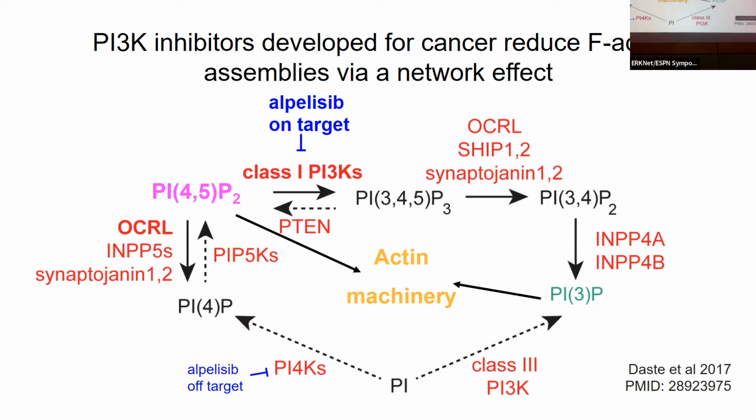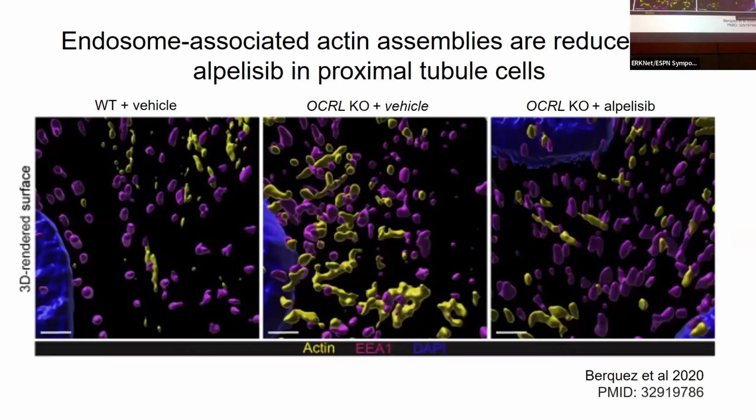So we show in vitro that the PI3 kinase inhibitors could reduce those F-actin assemblies, and this was indirectly, not directly to do with OCRL, but indirectly via a network effect. So we started a collaboration with Olivier de Voislab and particularly Marine Burquez, who's here in the audience. And these are her images from primary proximal tubule cells from the mouse model with an OCRL knockout.